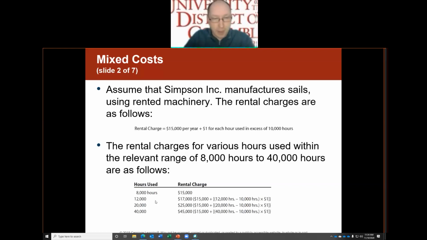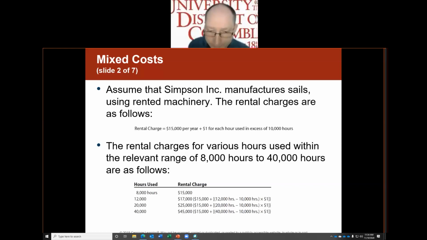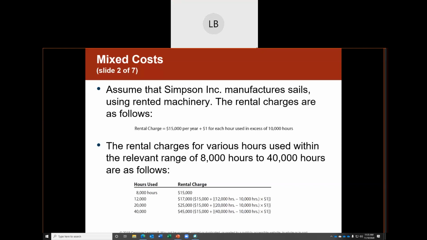Everyone sees how that works? That's why we call it mixed cost. You did the parentheses first, and then you went back and added the 15 to give us the 45. Yeah, exactly, it's order of operations. You take the 40,000 hours minus the 10,000, that gives you 30,000, like you said. Then you multiply by $1, and you add the 15,000 to it, which makes it 45,000. You got it. Yep, exactly right.